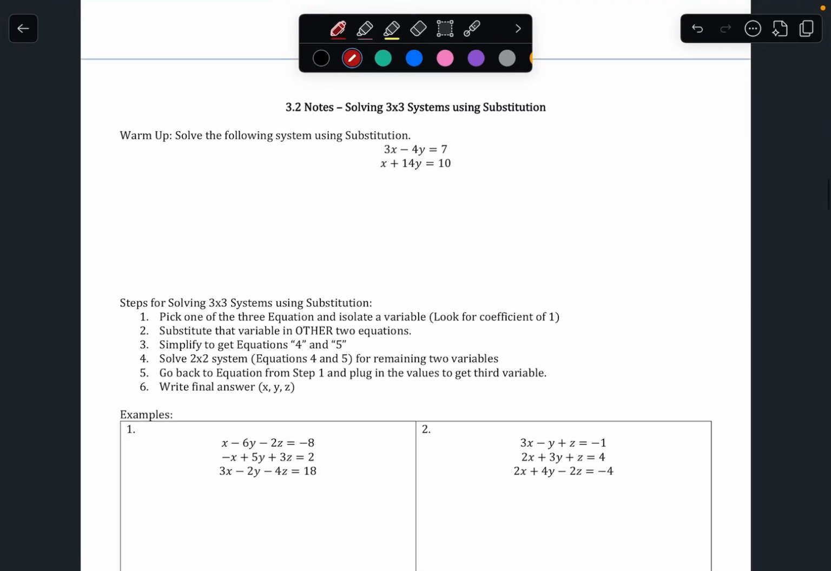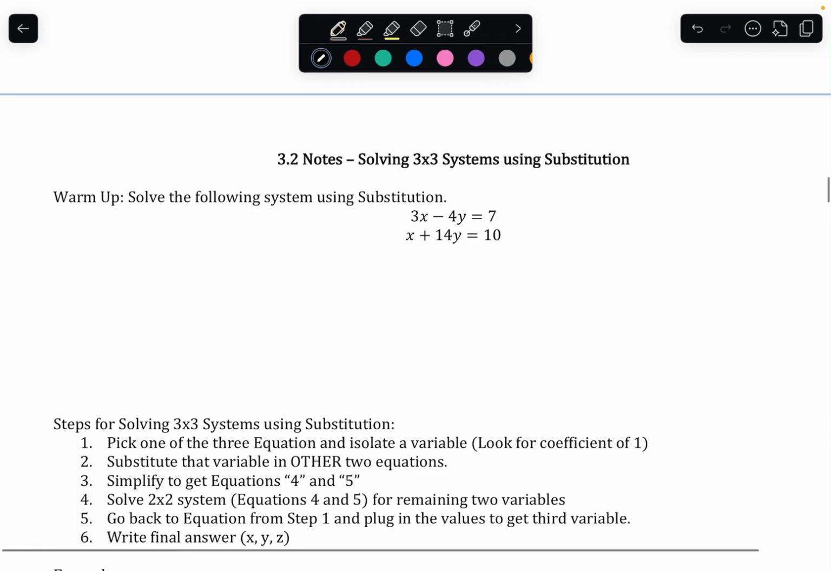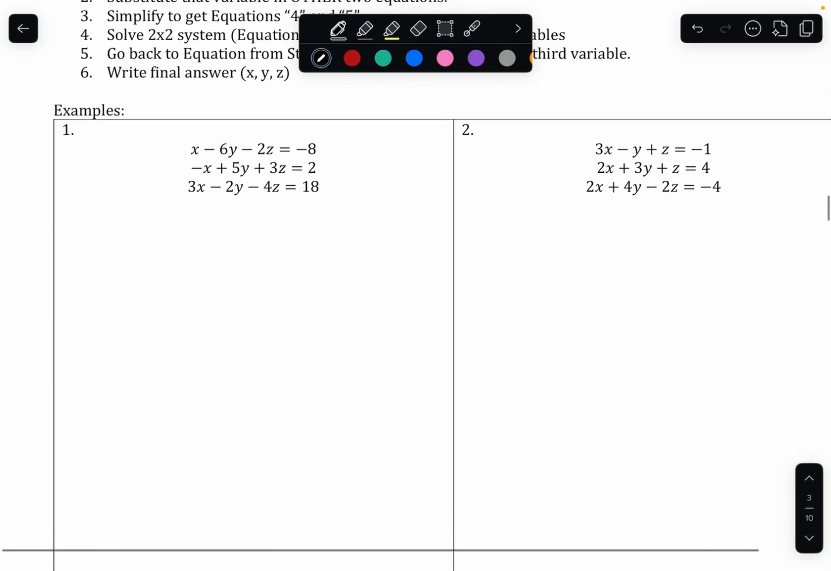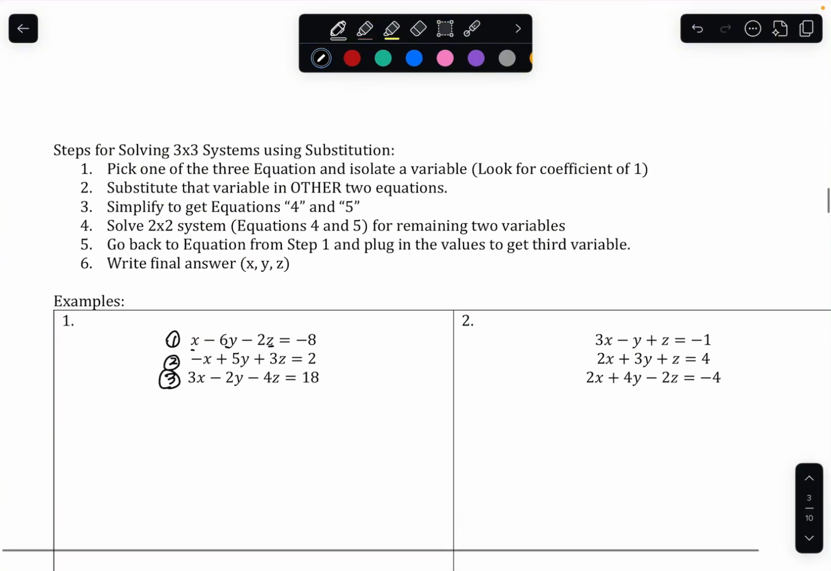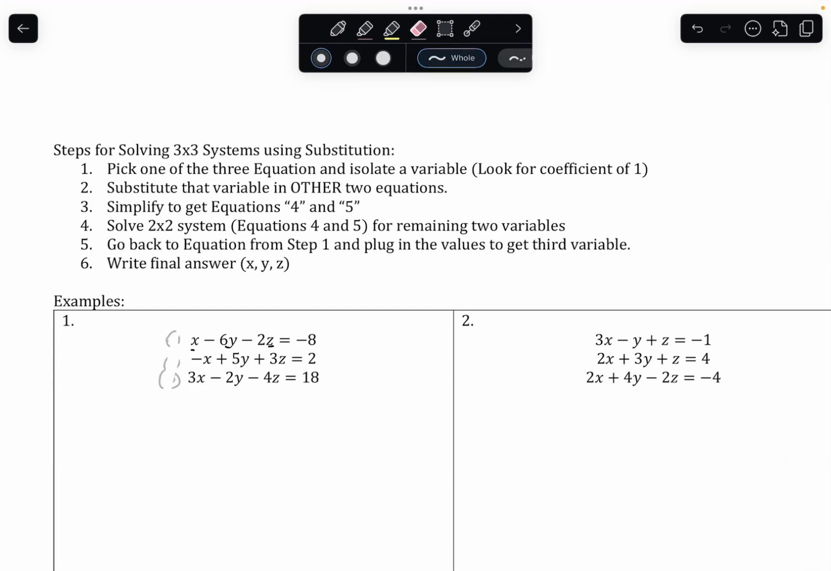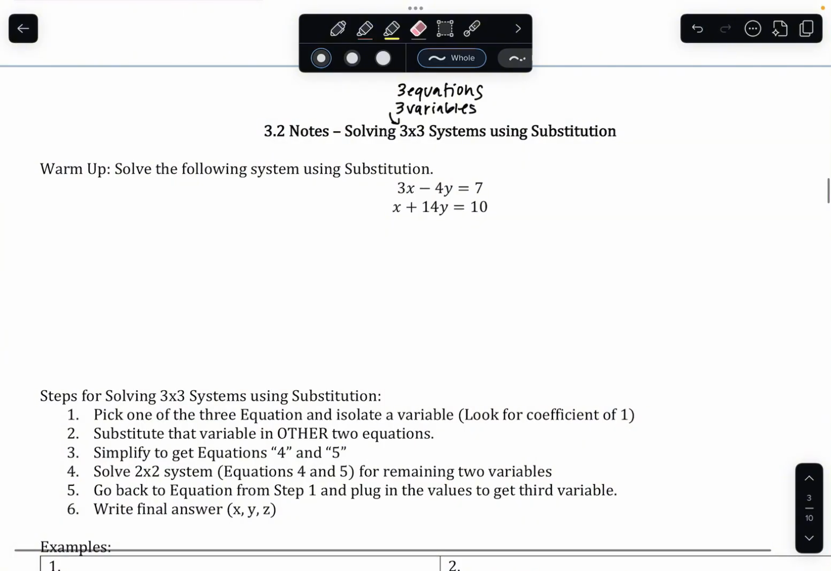All right, in this lesson, we are going to solve 3x3 systems using substitution. So 3x3 systems means 3 equations, 3 variables. Okay, and so here you see 3 variables and 3 equations. To do that, we're going to use the substitution method. There is an elimination method, but today we're just talking about the substitution method.